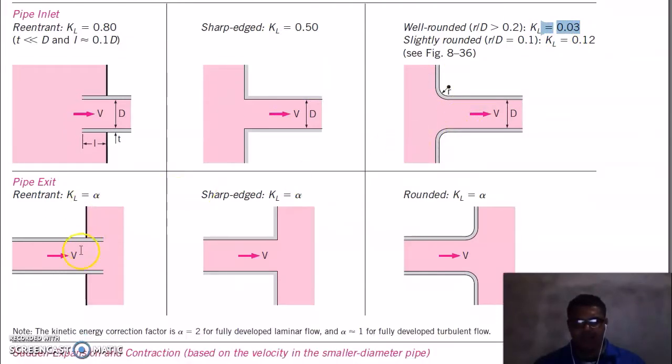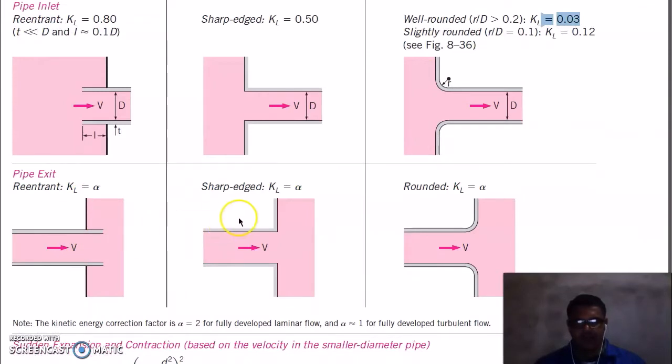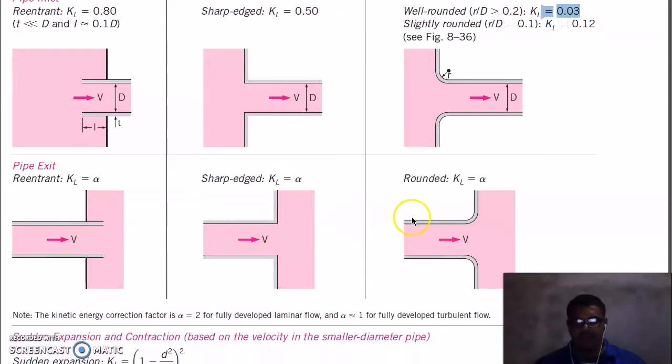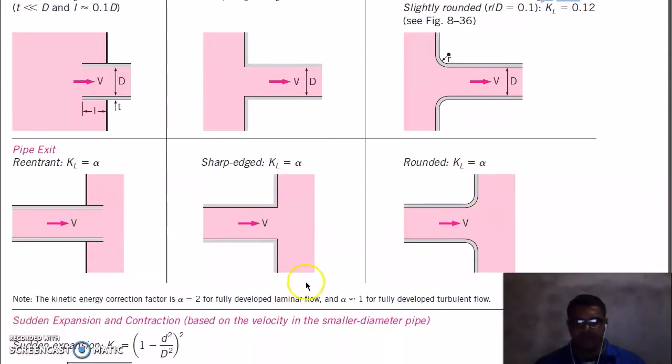And this KL is equal to alpha. Pipe inlet: sharp edge KL is equal to alpha, and rounded edge KL alpha. The kinetic energy correction factor is alpha equal to 2 for fully developed laminar flow, and alpha is equal to 1 for fully developed turbulent flow.